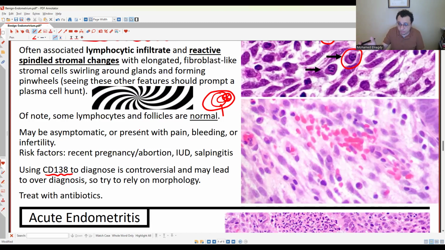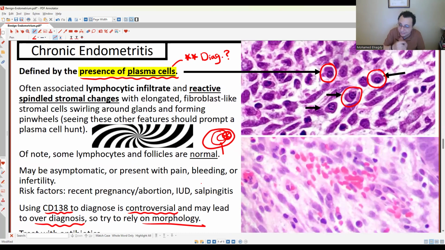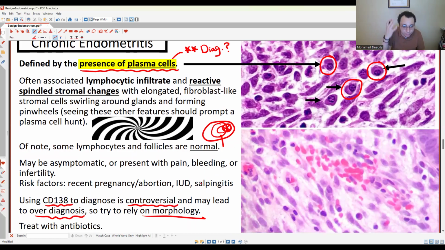But she would always say, please don't overuse this CD138. Otherwise, you will see 1 or 2 or 3 cells highlighted by CD138, and you will overcall chronic endometritis in all the endometrial biopsies you have. So don't regularly use CD138, and this is confirmed here in Kirk notes. See, using CD138 to diagnose chronic endometritis is controversial and may lead to overdiagnosis. So try to rely more on morphology, but when you have a headache because of a clinician who's standing behind your shoulder and bugging you, you might think about throwing CD138 just in case.